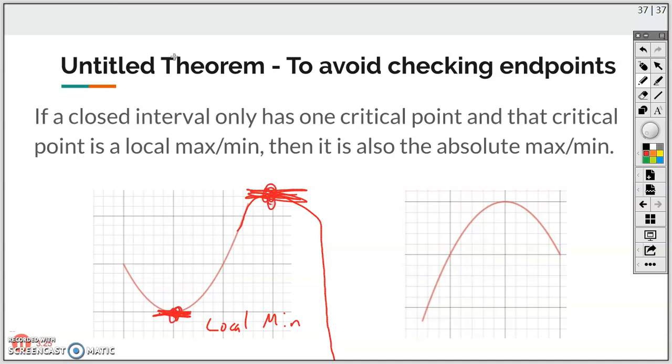So this theorem, and I don't know the name of it, and you don't have to say the name of it, you just have to say this. If a closed interval only has one critical point, and that critical point is a local max or min, then it's also the absolute max or min. If you don't want to memorize this theorem or understand it, then just check the critical point against the endpoints, and that's another way to prove that this is the absolute max. Or you can just write this sentence out.